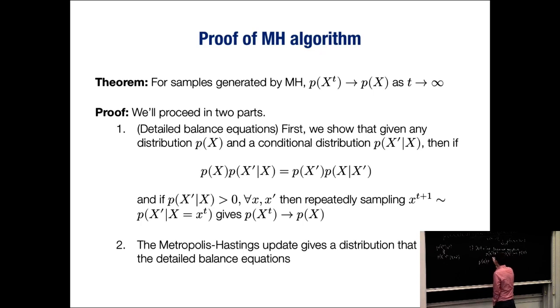But p of x times p of x prime given x is equal to p of x prime times p of x given x prime. All right, so what that really means is a little bit cryptic there. And I'm also going to add some other conditions, like the fact that this actually is not necessary. You can define it in more specific terms than this. But this is one of the two conditions you need to prove the thing.